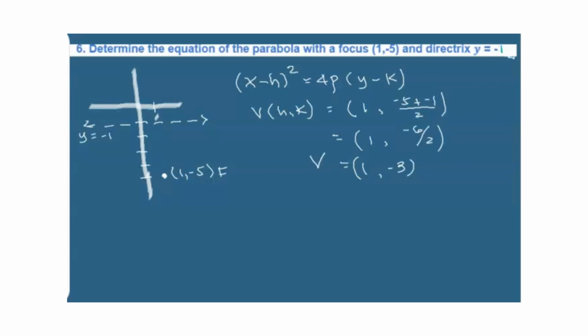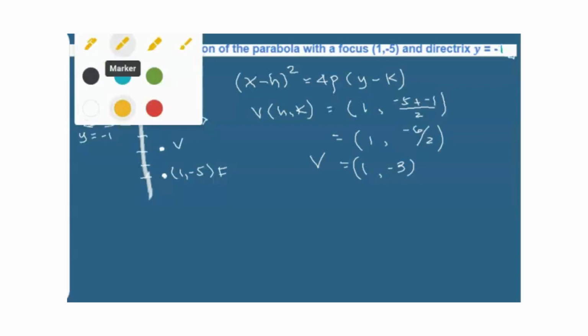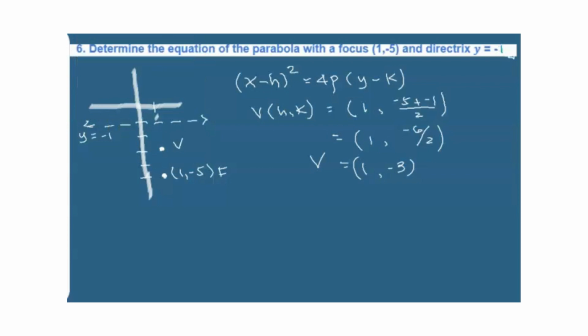So this is our vertex. Let's plot that, (1, -3). So it's here. Okay, let's plot our graph, opening downward.